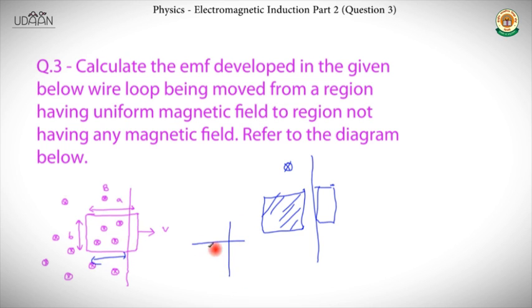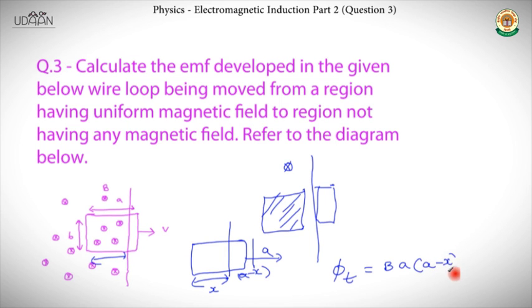Let us assume that at any time x length of the wire is placed in the magnetic field and a minus x is outside the magnetic field. Flux at any time would be given as B into the area of the region which is present in the magnetic field. That is nothing but a into a minus x. Okay.